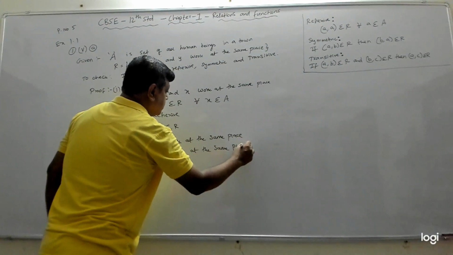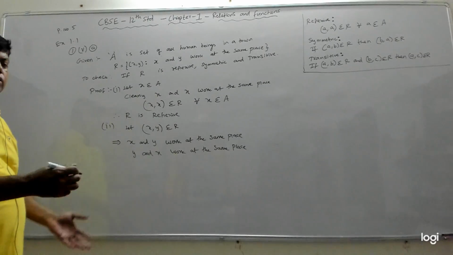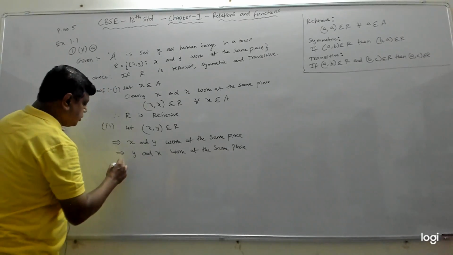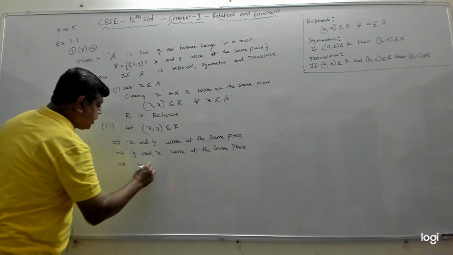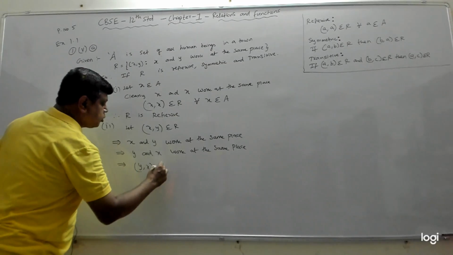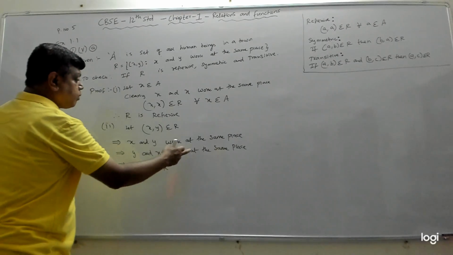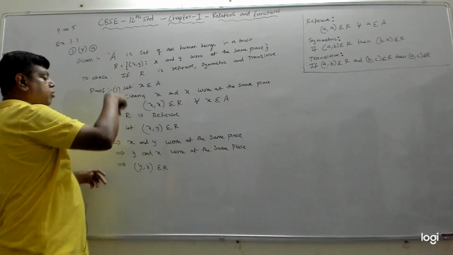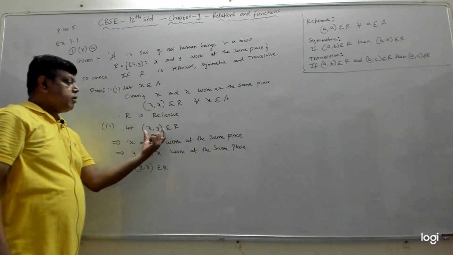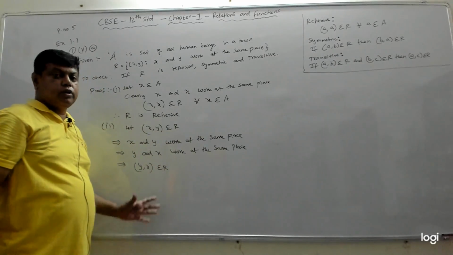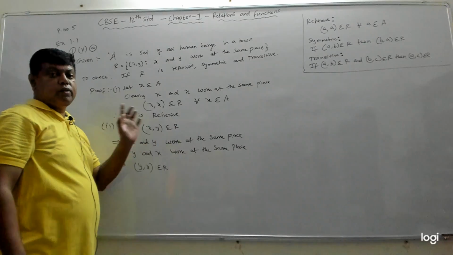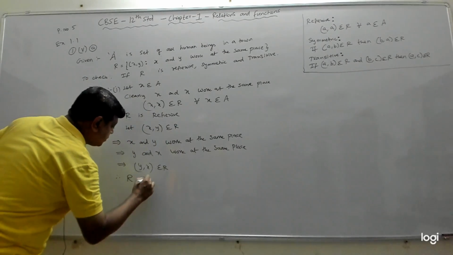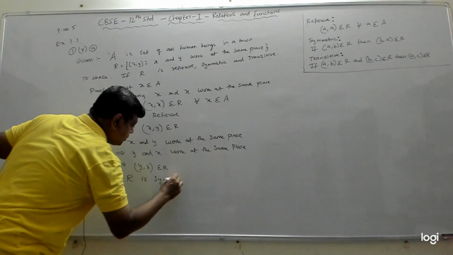Y and x work at the same place. The reverse also works at the same place. So this implies y comma x belongs to R. The moment you get y and x work at the same place, then y comma x will belong to R. So whenever x comma y belongs to R, y comma x belongs to R. This is true for any x comma y we take from R. Therefore R is symmetric, which means symmetric relation.